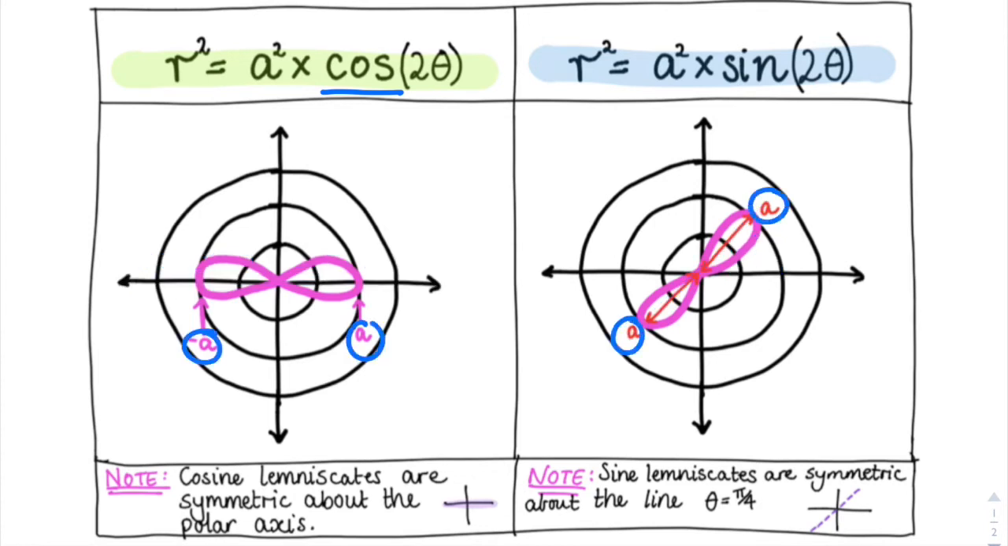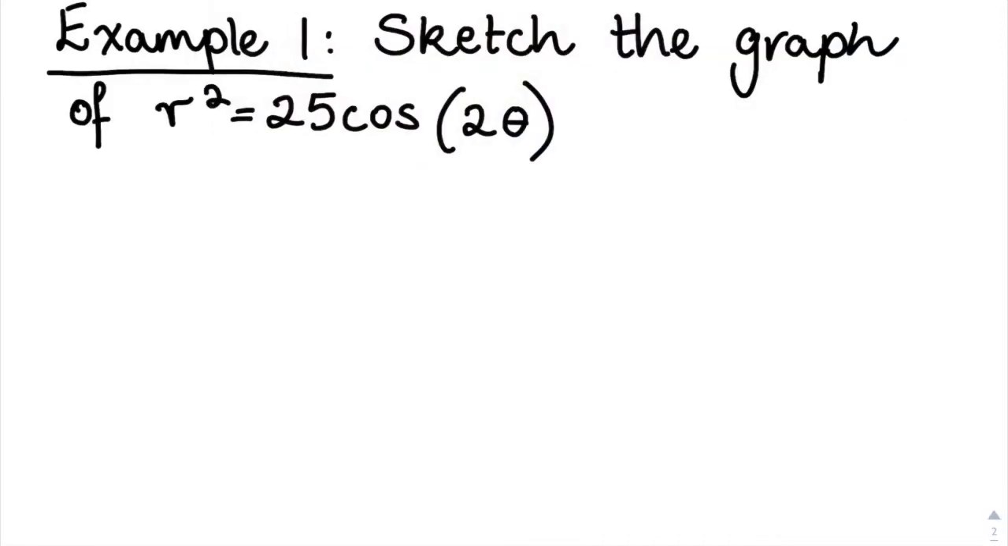You may notice that the tips of the propellers are a distance of a units from the origin. Let's dive into an example. In this example, we're asked to graph the equation r squared equals 25 cos 2 theta.